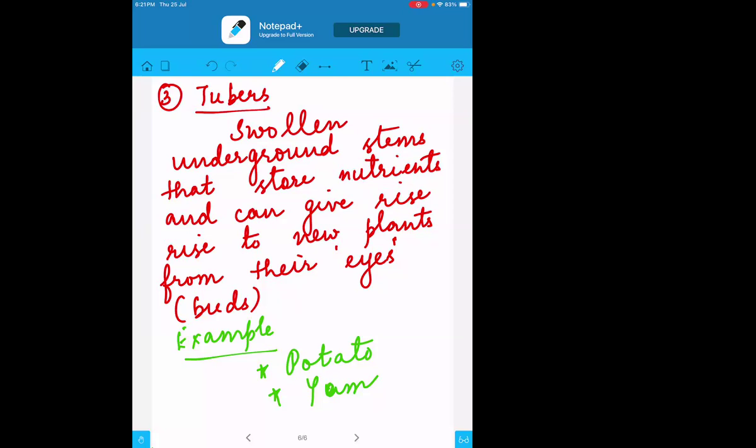Ma'am, these are not horizontal stems. The tubers? Yes. No, they are not horizontal stems. They are vertical stems.